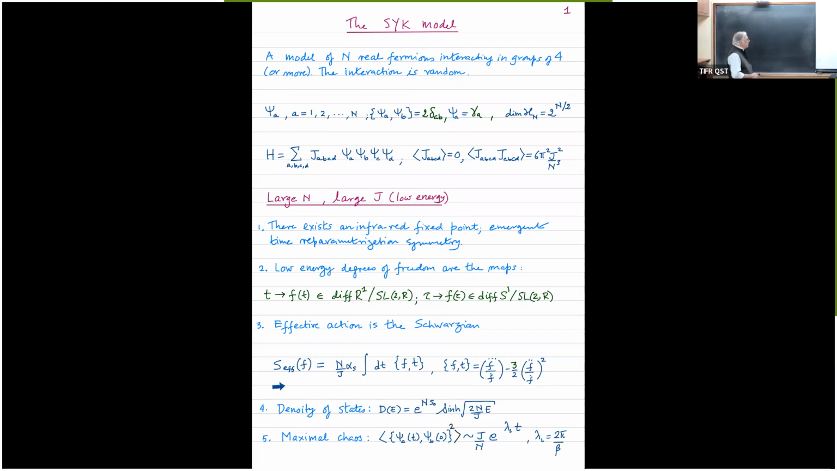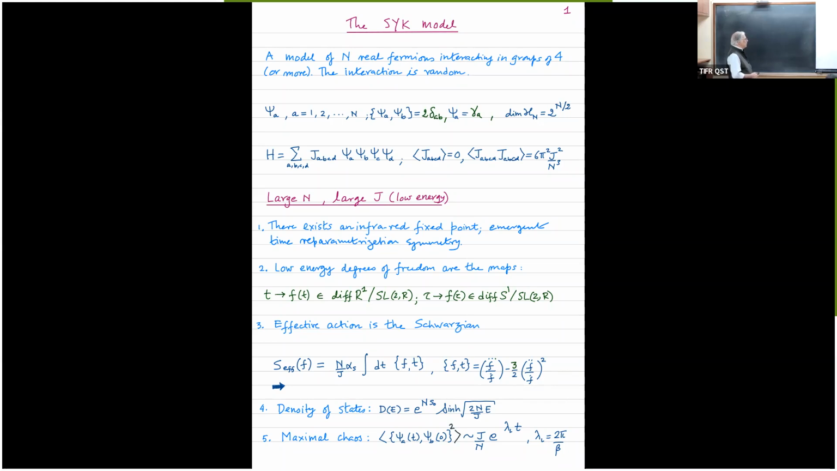This is the Hamiltonian, and this is a random coupling, which is distributed by this simple Gaussian measure. It's all very well known. I'll just very quickly go through it. So the important points here are the following.